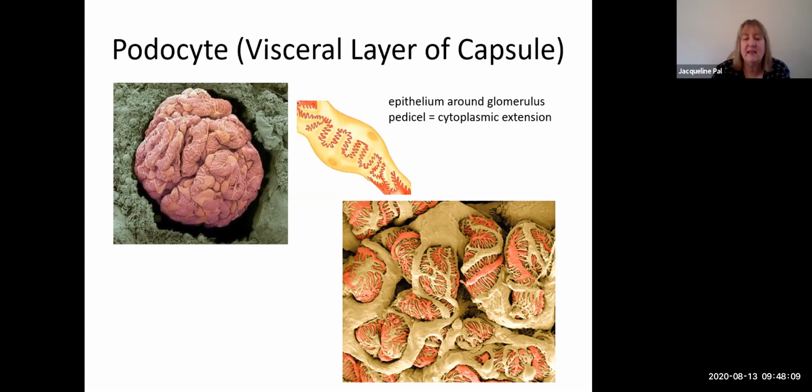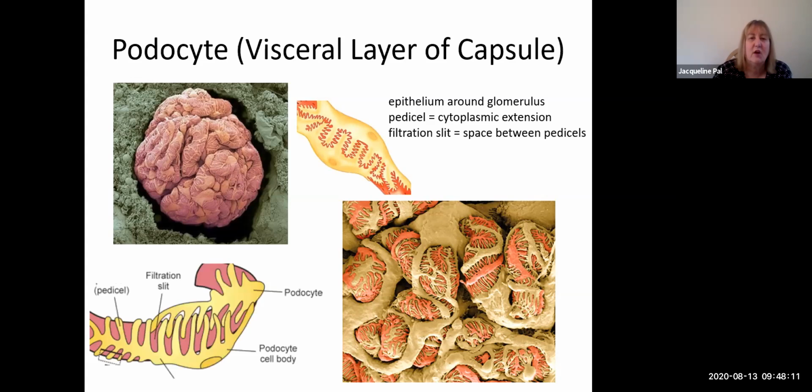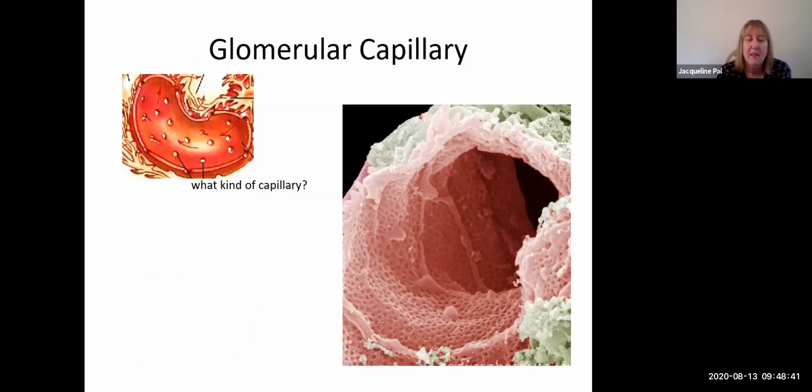Between the interdigitated pedicels, there are small spaces known as filtration slits. Whatever leaves or exits the glomerulus has to travel through these filtration slits in order to get into Bowman's space. The picture on the bottom right has colorized some of the podocytes in a peachy color and some in a tan color, so you can see how they interdigitate with each other. Their pedicels interdigitate.